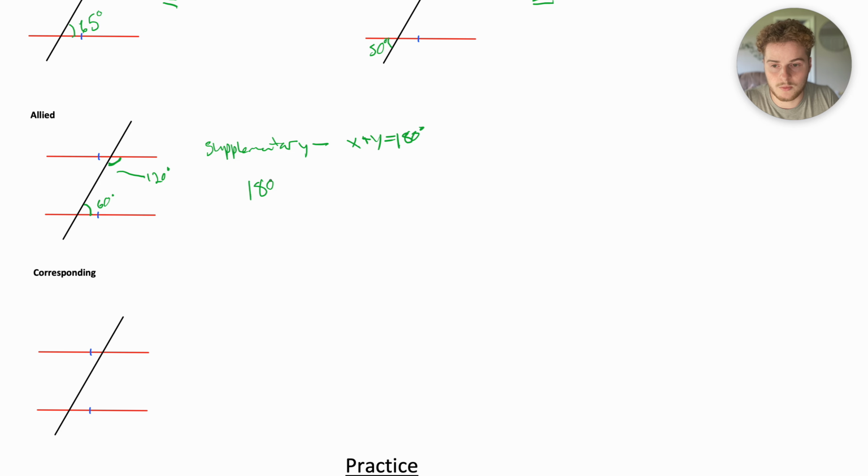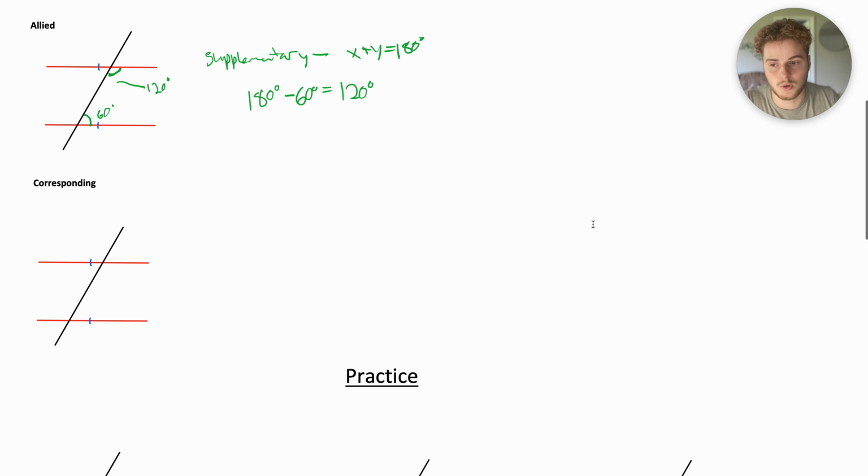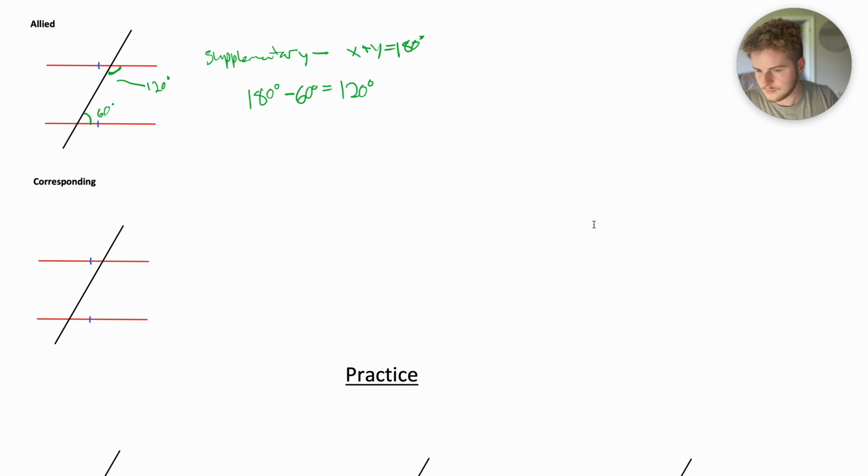Now, how did I come to that conclusion? We know that when it comes to allied angles, they're going to sum up to 180 degrees. So we have 180 degrees here. We were given 60 degrees. Subtract that. We have 120 degrees remaining. So when it comes to allied angles, you're going to have one that's given to you. And then you can find the other one by knowing that's the difference to 180 degrees.